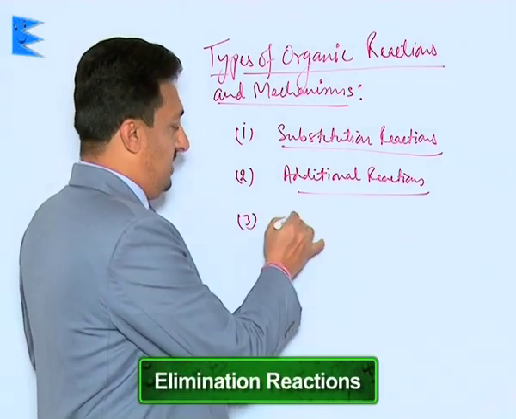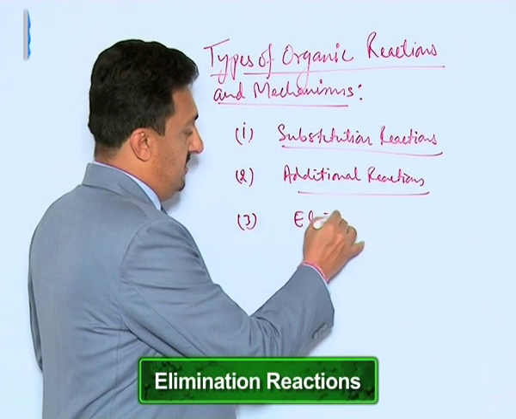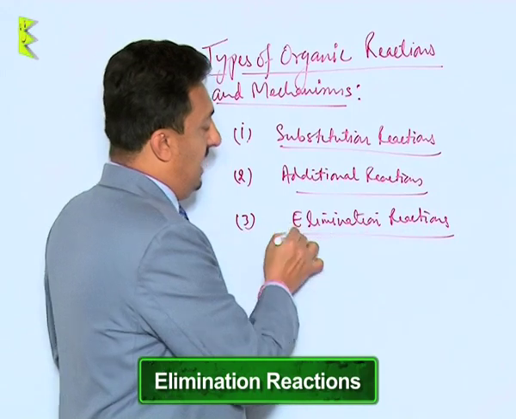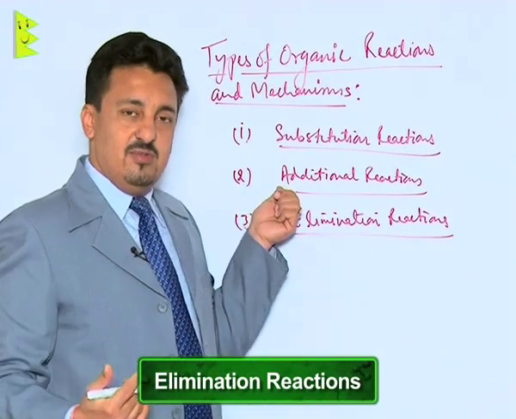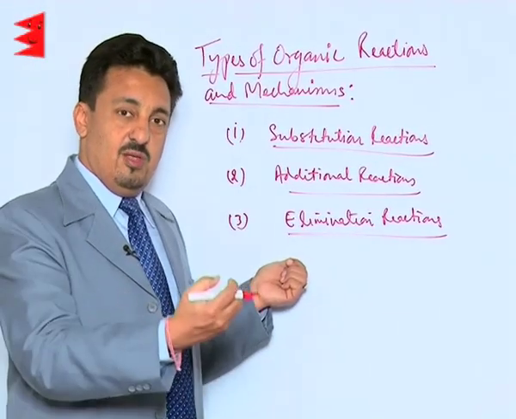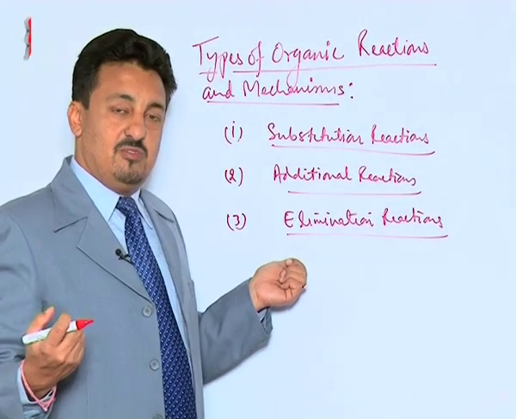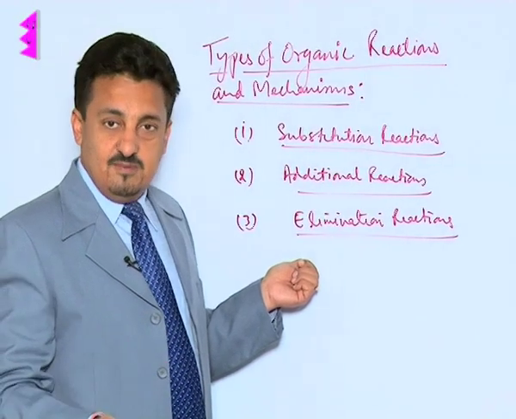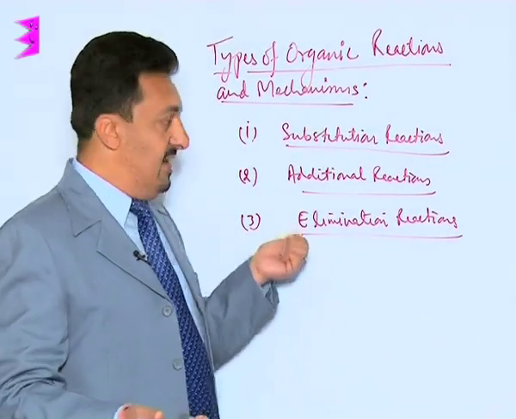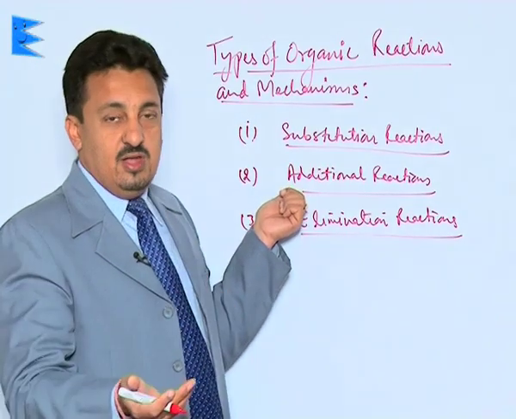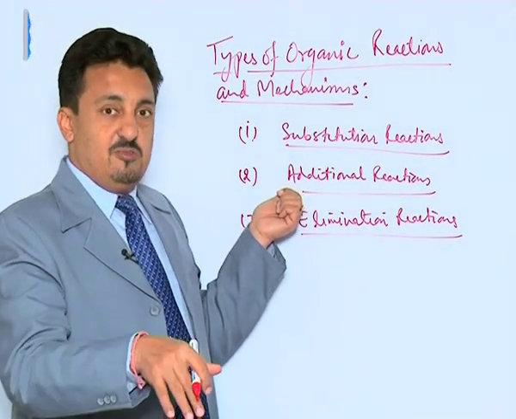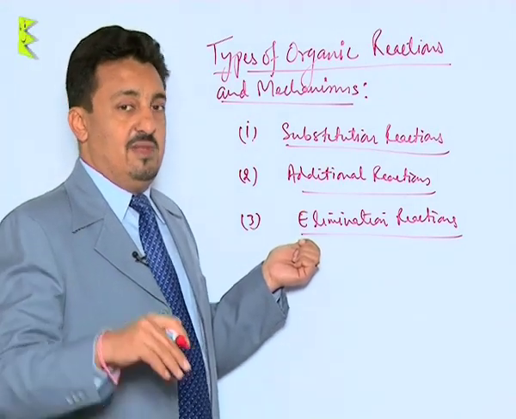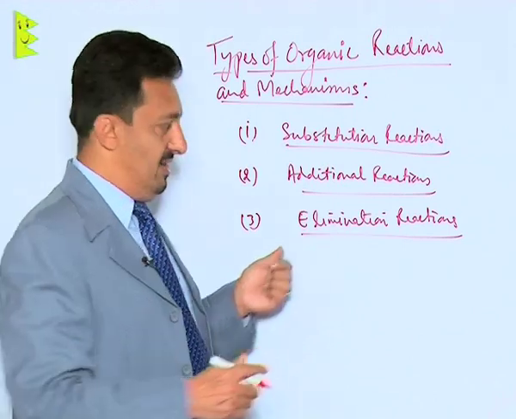The third category is of elimination reactions. The elimination reactions are exactly the opposite of the addition reactions. In elimination, smaller molecules are taken out of the bigger molecular species, and as a result unsaturation is created. Pi bonds are formed. So in addition, the pi bonds are broken down and addition takes place in the place of the pi bonds, and in elimination the groups are withdrawn or taken out, and in their place the pi bonds are formed. So these are called elimination reactions.